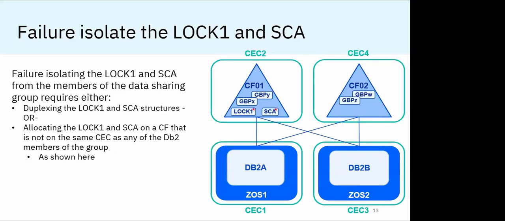There's also another option, and that would be allocating the lock one and the SCA on a coupling facility that is not on the same KEC as the DB2 members of that specific data sharing group. So the lock one and the SCA in this example is on a different KEC from the members of the data sharing group that's on KEC 4. So really, again, the main idea is making sure that the lock one and the SCA are failure isolated from the members of the group.